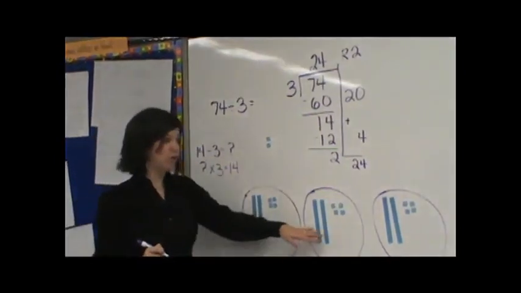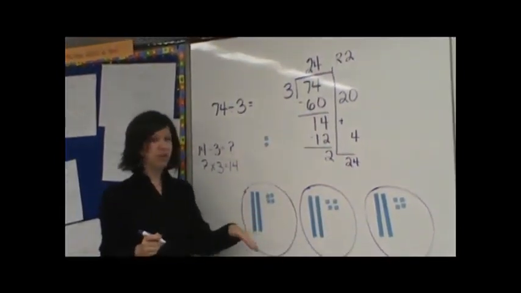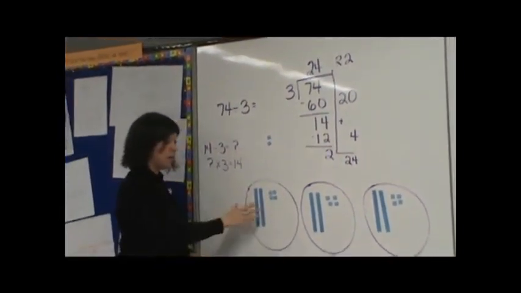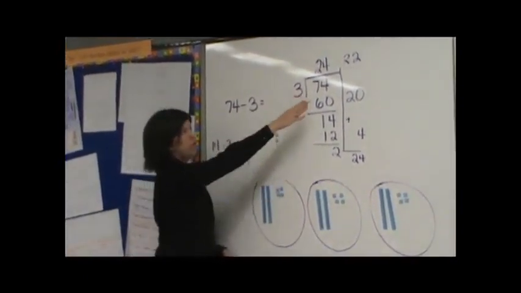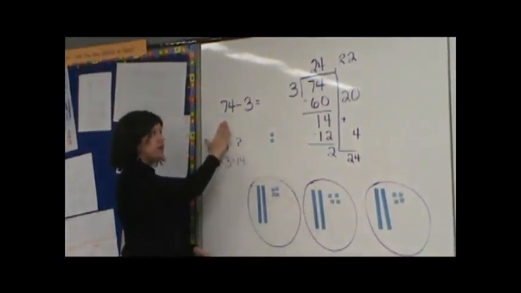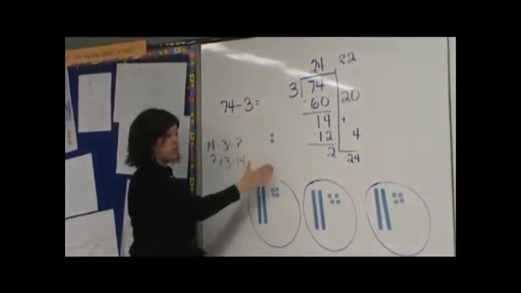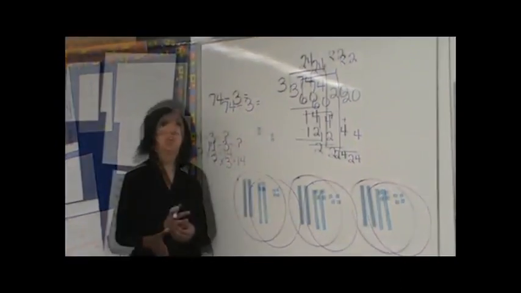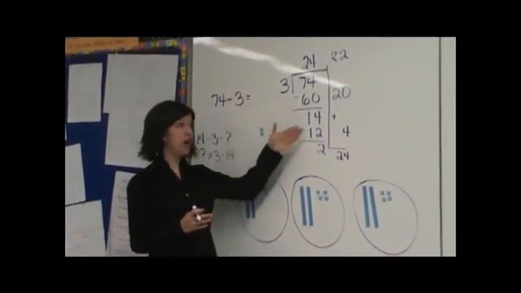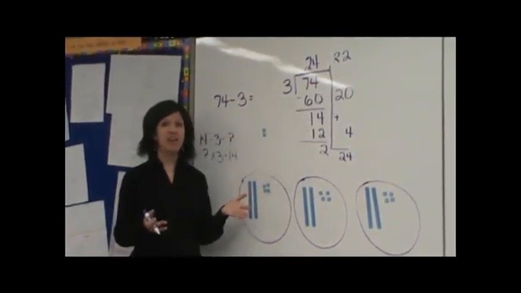Students can then use their model to double check their thinking and make sure that their answer makes sense. So in each group, they have 2 10s and 4 1s, which shows 24 in each group. So 74 things divided into 3 groups means there's 24 in each group with 2 remaining. So using the partial quotient strategy helps students understand the meaning of division.